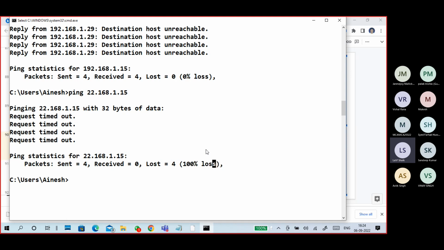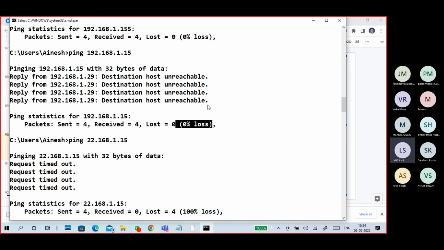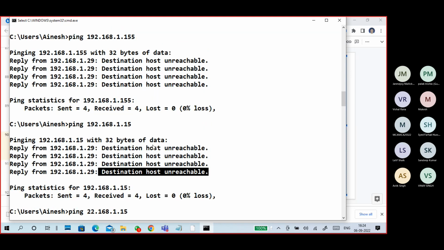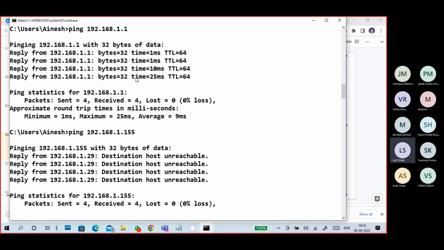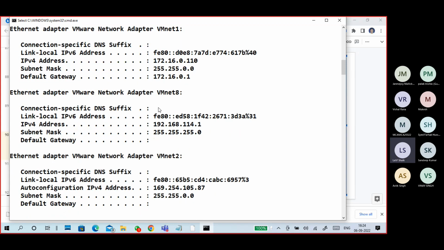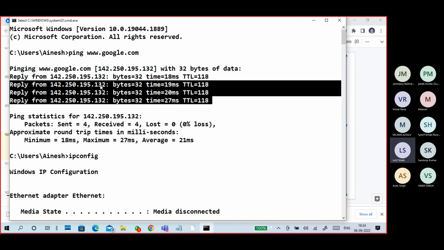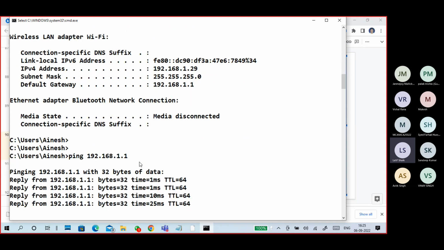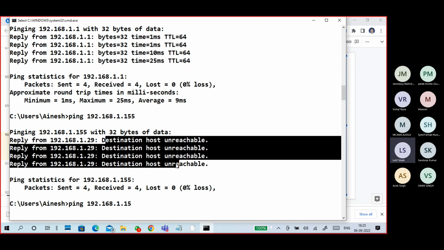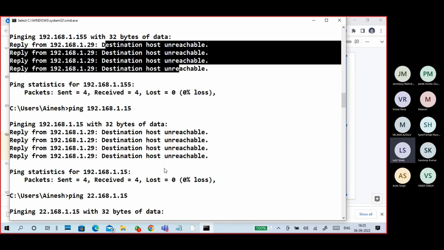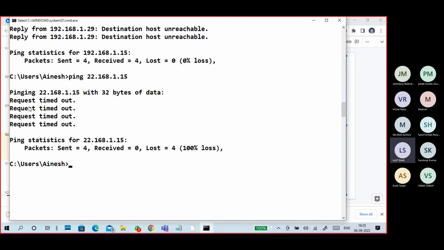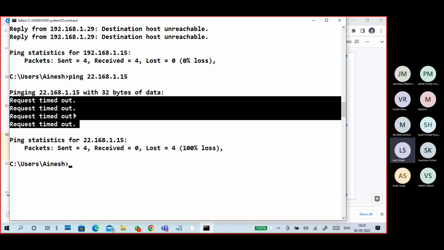Guys, this is 0% loss. It looks like a success, but it is wrong. It is showing destination host not reachable. You can look here. See, it is a good output. Look here, you can see that output and you will understand this is not a good one. It is a bad one. Wrong. Error. This is also wrong. Error. Request timed out, you are getting.